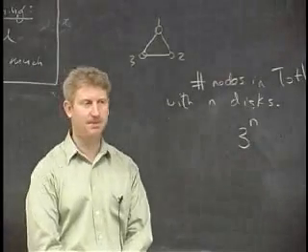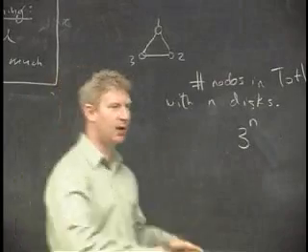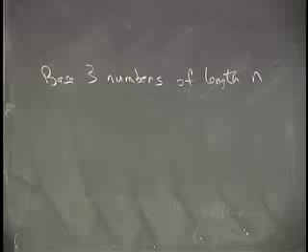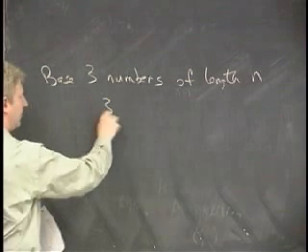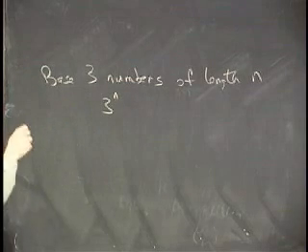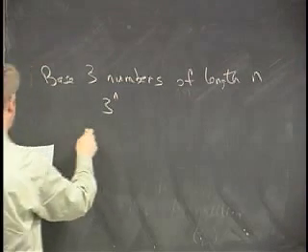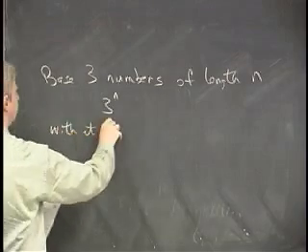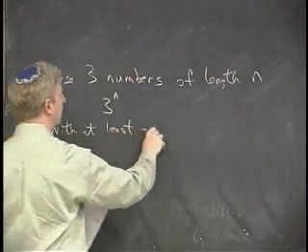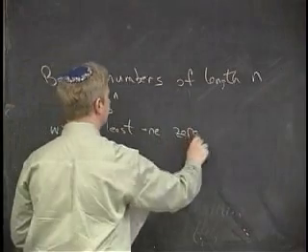Questions about this so far? All right, I want to do another problem. It'll get a little bit harder here. There's 3 base 3 numbers of length 1. How many base 3 numbers are there of length n? 3 to the n, same as before. Now I want base 3 numbers of length n. I'm going to add a condition. With at least 1 zero.